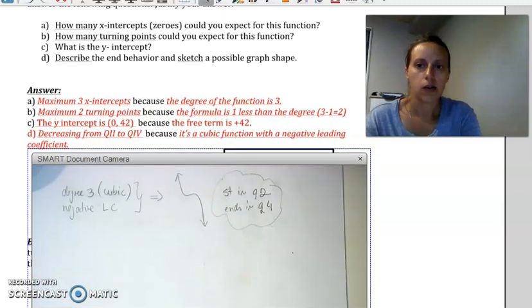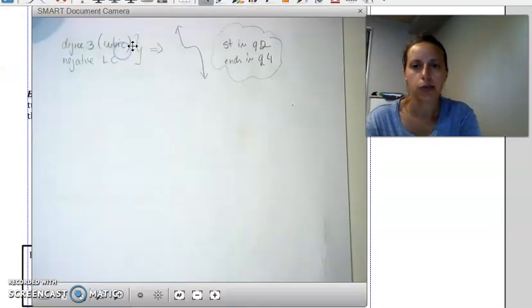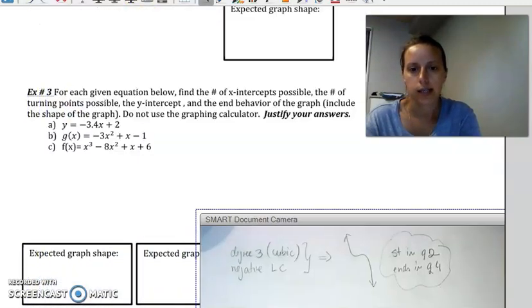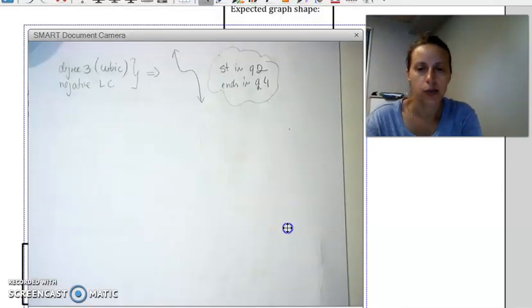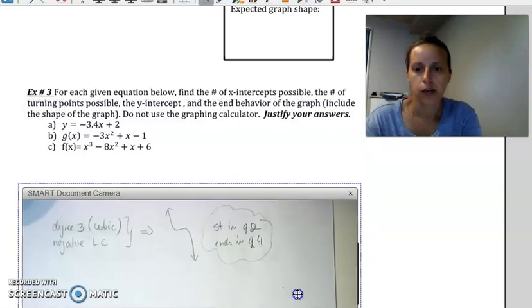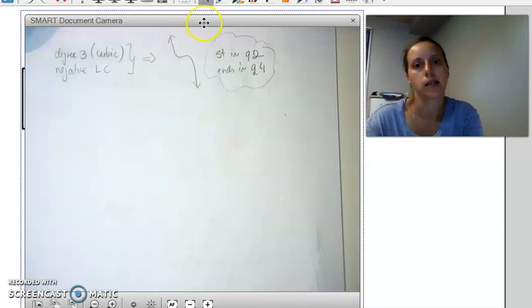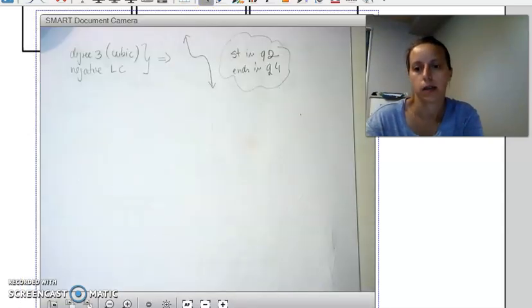Okay, so that's how you do these questions. I think in exercise number 3, we have quite a bit of work to do here. Let's see. Yeah, we have 3 of them. And we are asked to figure out the number of possible x-intercepts.